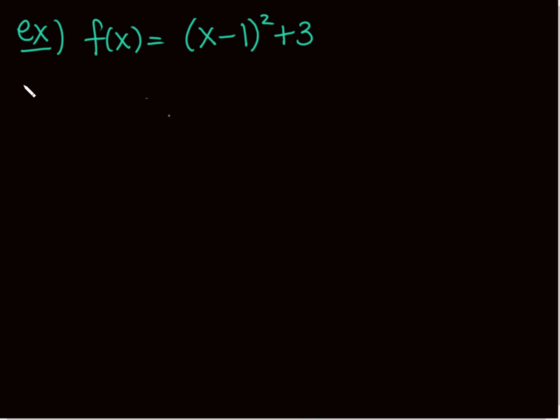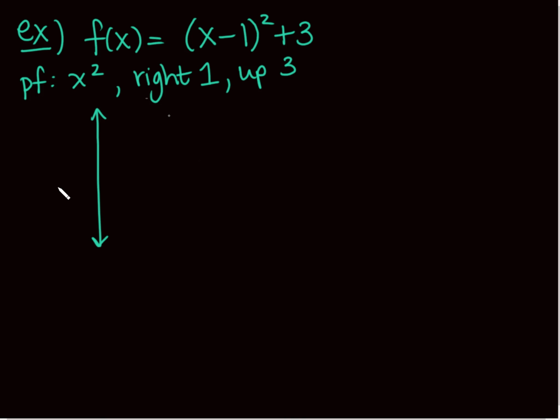For example, let's start off easy: f of x equals (x minus 1) squared plus 3. We know this has a parent function of x squared, and that's true for all of these. The minus 1 means I shift to the right 1, and then I go up 3. So I know what the graph of this looks like. This is going to be a parabola shifted to the right 1. Remember your parent quadratic looks like this.